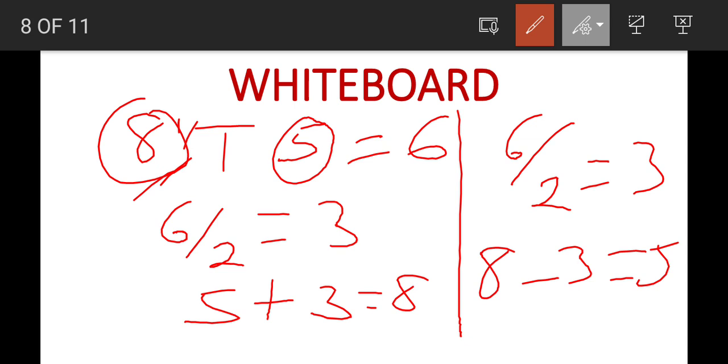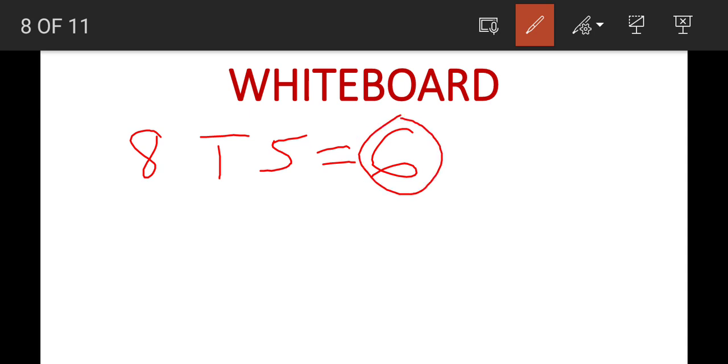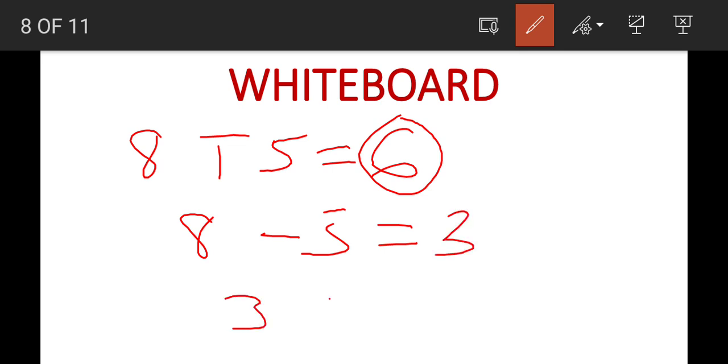So let's erase now and continue. Remember the question, 8 times 5 equals 6. Now, assuming this 6 was not given, how can you get your 6? What you simply do, assuming this 6 was not given, is 8 minus 5, which will give you what? 3. 3 times 2 will give you 6.